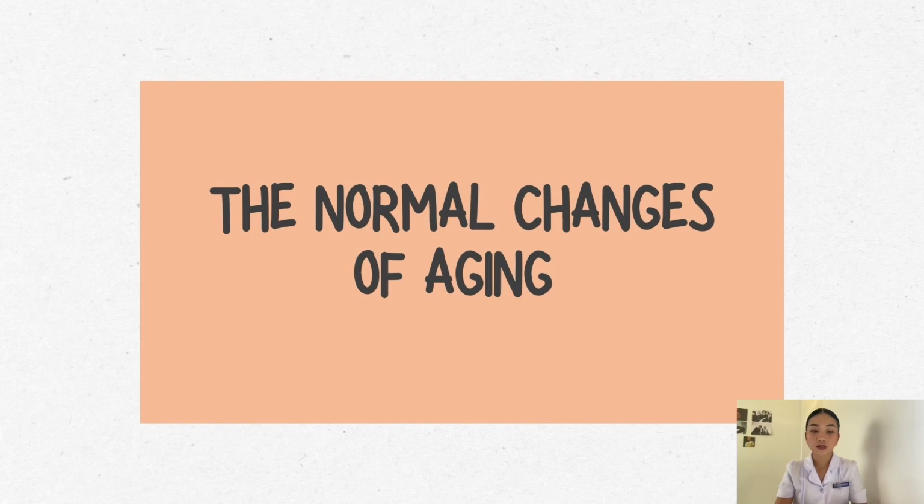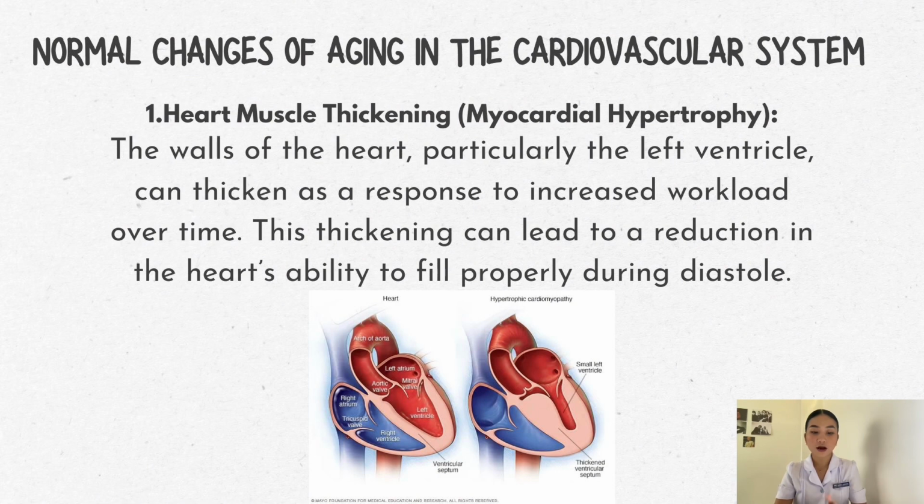So as people age, the cardiovascular system undergoes several changes, even in the absence of disease. So here are some normal changes of the cardiovascular system. First is the heart muscle thickening. The walls of the heart, particularly sa left ventricle, can thicken as a response sa pag-increase sa iyang workload over time. This thickening can lead to a reduction in the heart's ability to fill properly.